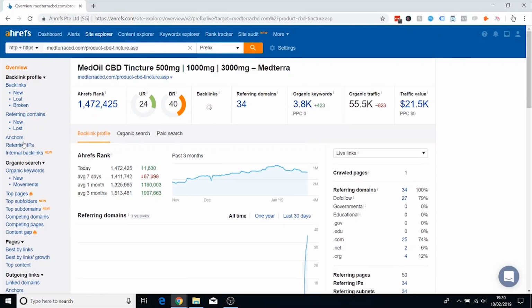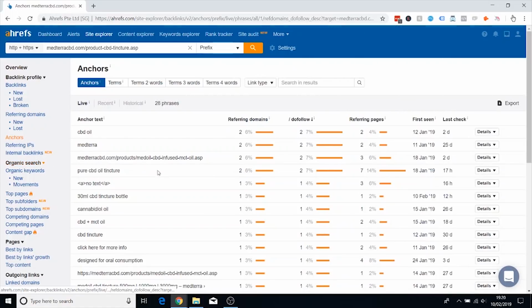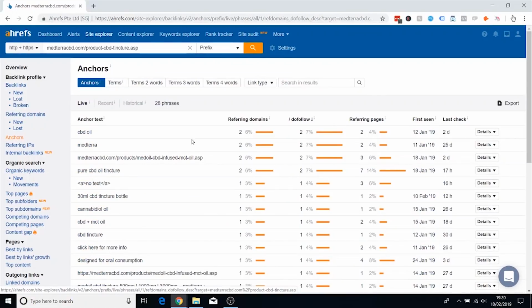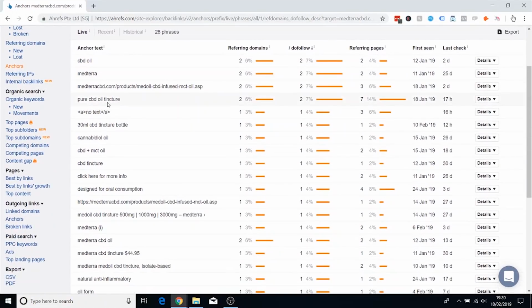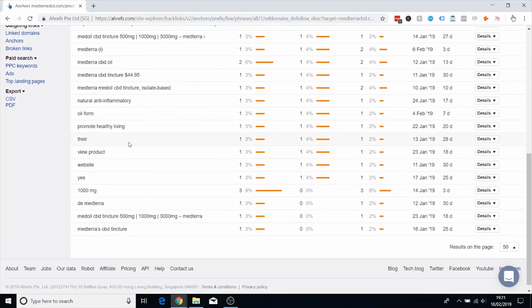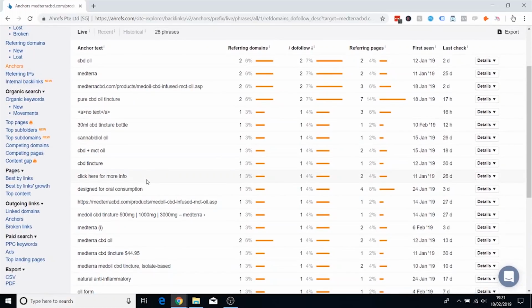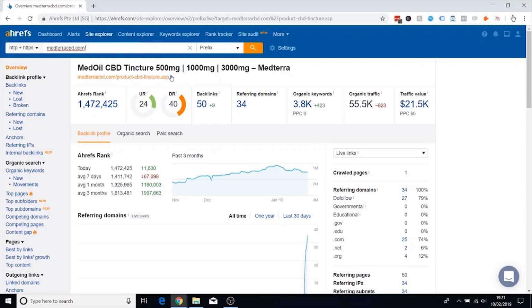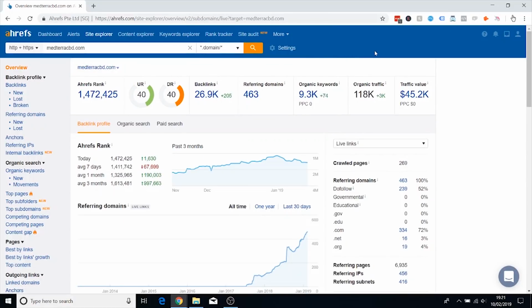So the page itself, now this is the page, this isn't the domain, has 34 referring domains. If we take a look at the anchor text: CBD oil, pure CBD oil, it's a lot of CBD oil type stuff. If we take a look at the domain, the domain's powerful as well. It has over 400 referring domains.